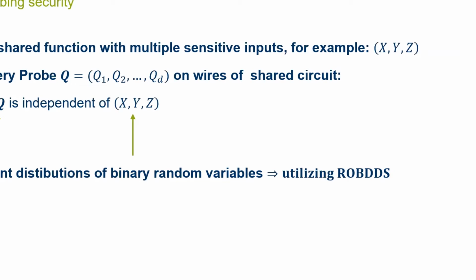For example, here, if we have 3 unshared input variables, Q has to be independent of the joint distribution over these random variables. And again, this is simply checking whether Q is statistically independent of the joint distribution over the input. And we can do this efficiently using the ROBDDs.